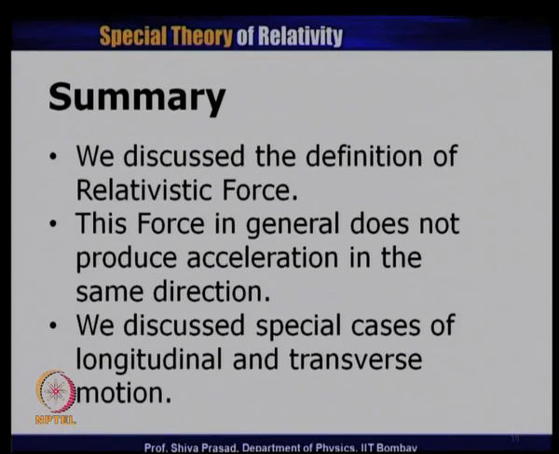So now I would like to summarize whatever we have discussed. We discussed the definition of the relativistic force. We have said that this force in general does not produce acceleration in the same direction. We discussed special cases of longitudinal and transverse motion. I am not sure whether this is a good way of saying what I mean, but I think it should be clear: when the force is applied in a direction perpendicular to the velocity, and when there is one-dimensional motion. We considered these two special cases, in which the force happened to be in the same direction as the acceleration. Thank you.